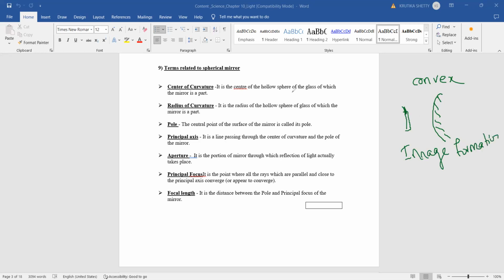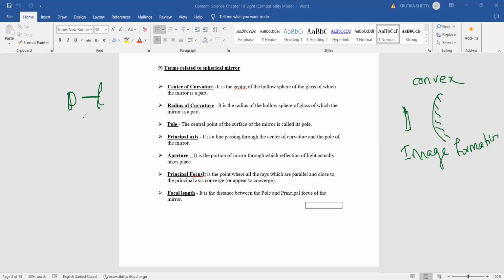Suppose you don't have the mirror, what you can do is take a spoon. Last class we discussed the spoon's backward surface. Whatever the backside is, you just hold it in front of the candle, or you can just see your face also. So the image formation you need to study.